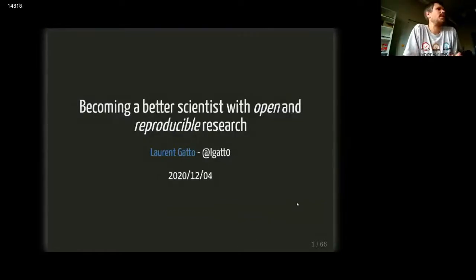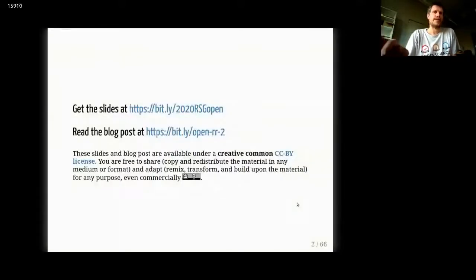I would like to thank the organizers for inviting me. It's really exciting for me to talk to you, and that's for two reasons. The first one is that I have the opportunity to talk about a topic that is very close to my heart. And I could carry on talking for hours and hours about open and reproducible research. But even more thrilling for me is that I'm going to talk to early career researchers, right? And you guys are the people that are going to drive this change for the better.